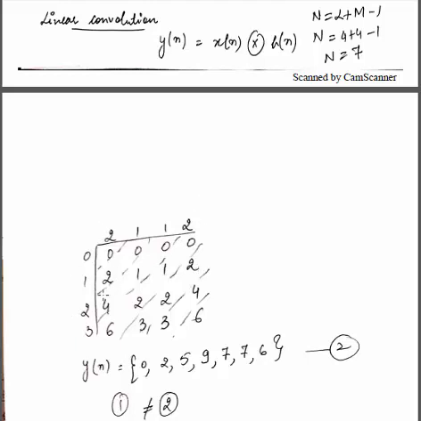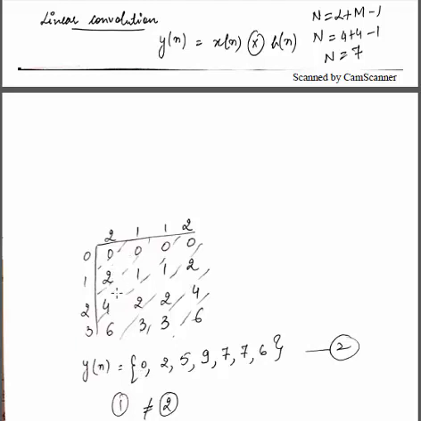Then 2 into 2 is 4, 2 into 1 is 2, 2 into 1 is 2, 2 into 2 is 4. 3 into 2 is 6, 3 into 1 is 3, 3 into 1 is 3, and 3 into 2 is 6. Then adjacently separate each row and column, divide it, then add. That is only 0, so I have written it as 0.